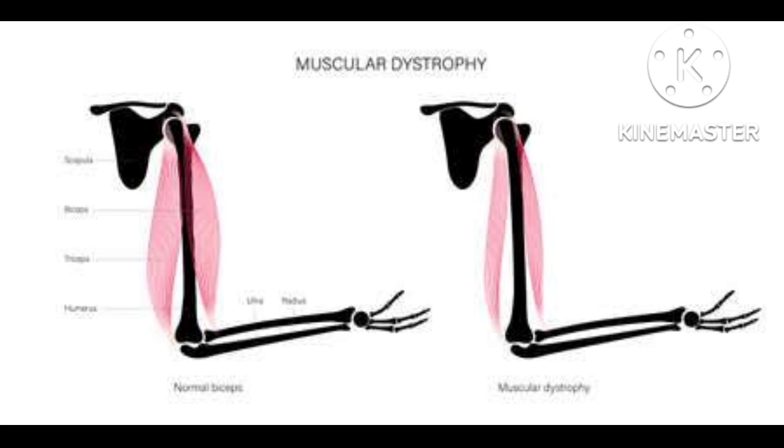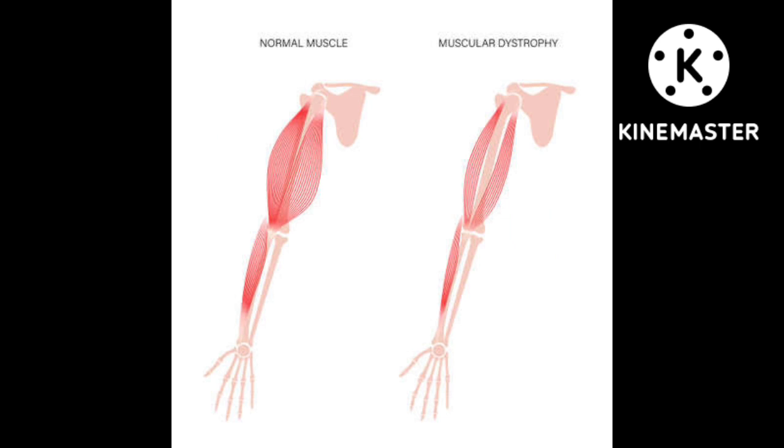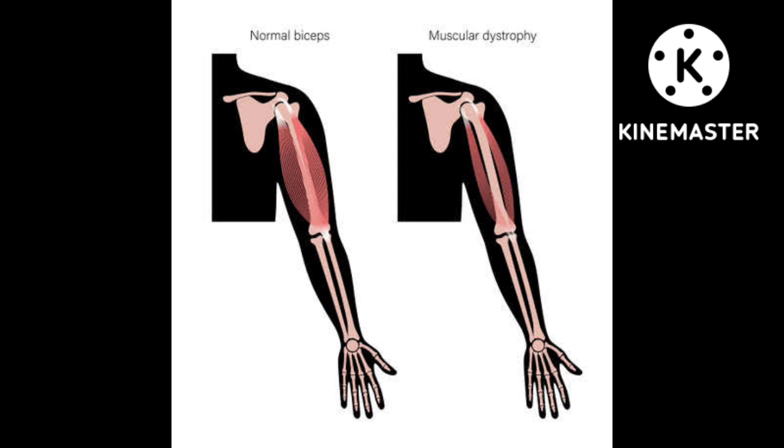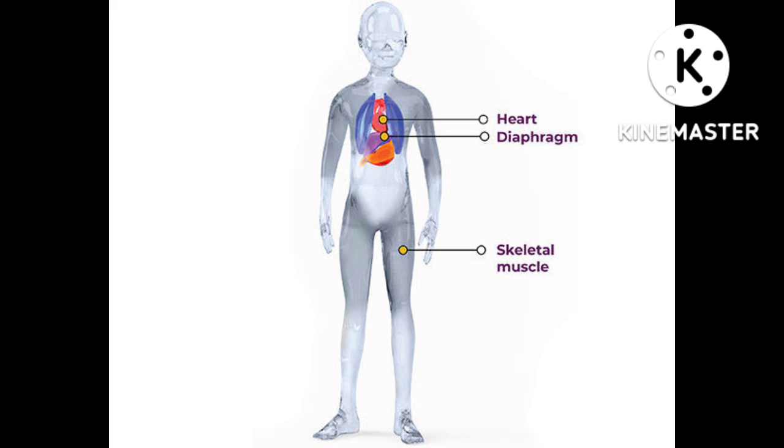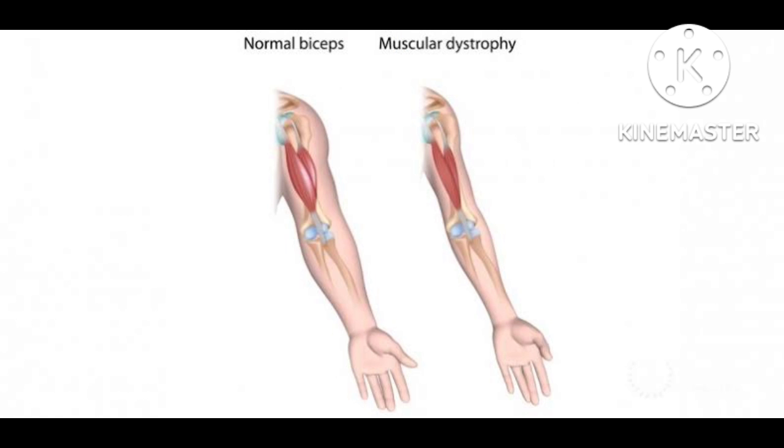Most of these mutations are inherited. Muscular dystrophy occurs in both sexes and in all ages and races. However, the most common variety, Duchenne, usually occurs in young boys. People with a family history of muscular dystrophy are at higher risk of developing the disease or passing it on to their children.